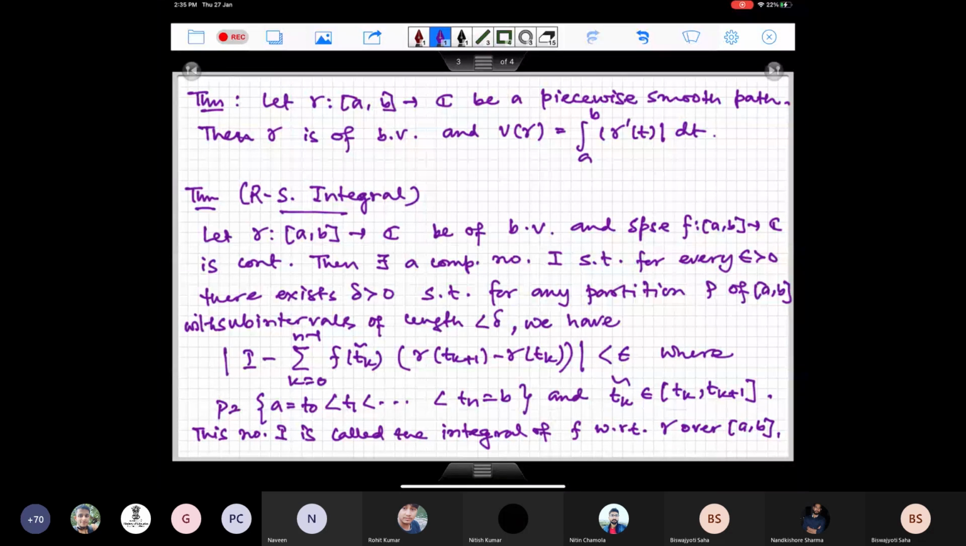Okay, so you guys have seen this, right? Yeah? No, sir. You have not seen this? Means in your real analysis course you have not studied Riemann Stieltjes integral? No, sir. Okay, so anyway, no sir, fine.